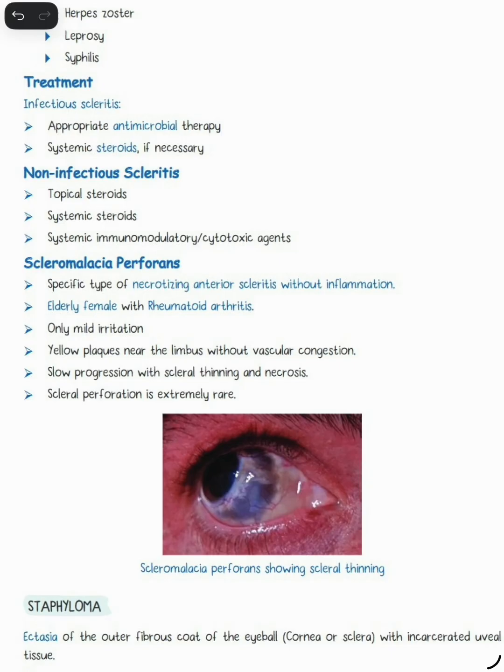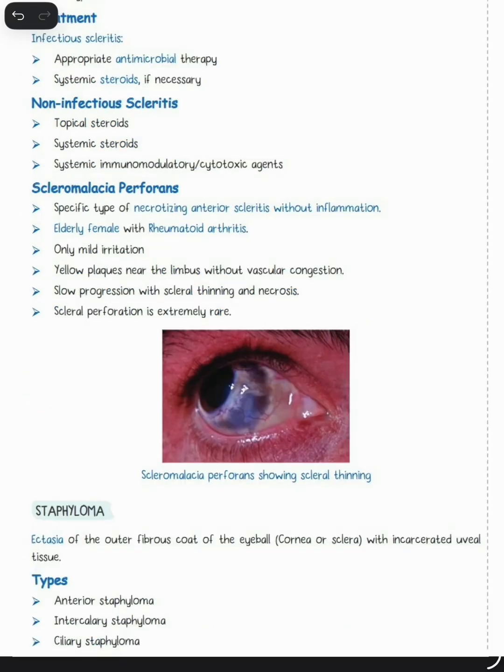The name is scleromalacia perforans, but the perforation is extremely rare in this case. Next terminology is the staphyloma. Staphyloma is the ectasia, a protrusion of the outer fibrous coat of the eyeball, either the cornea or the sclera, with incarcerated uveal tissue.